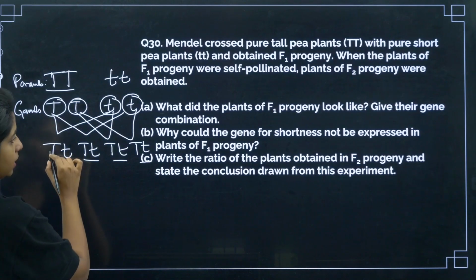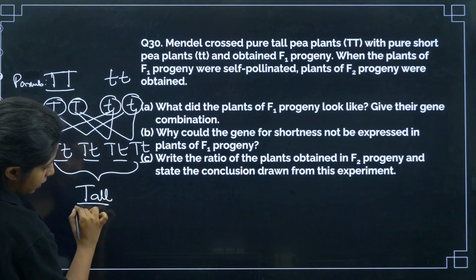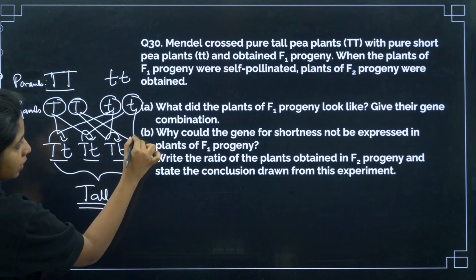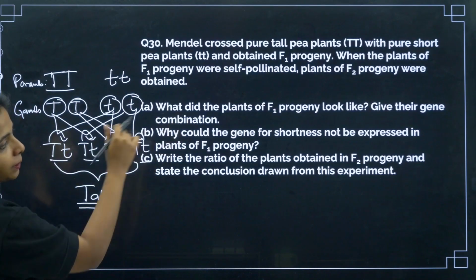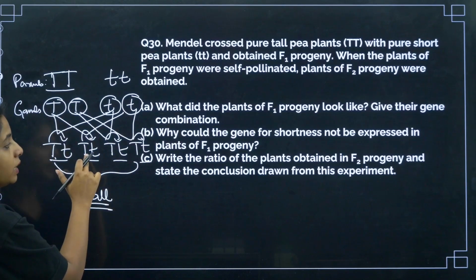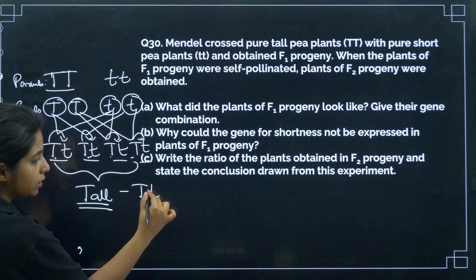Over here, if you see all of them, they are tall and capital T is dominant everywhere. So what did the plants of F1 progeny look like? All of them, my dear, are tall because they have a dominant allele over here. Give the gene combination. This is the gene combination. They are all capital T, small t.